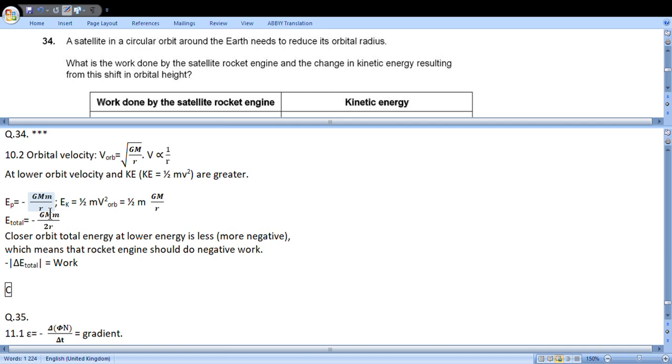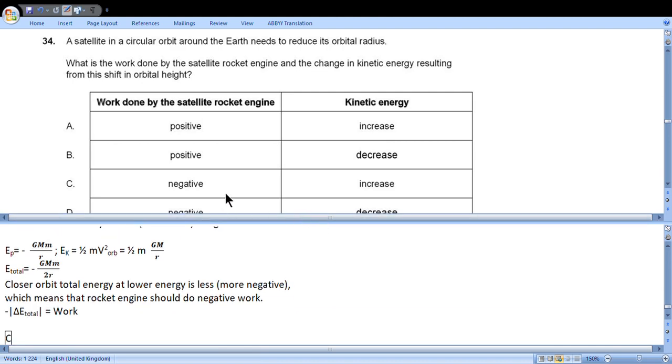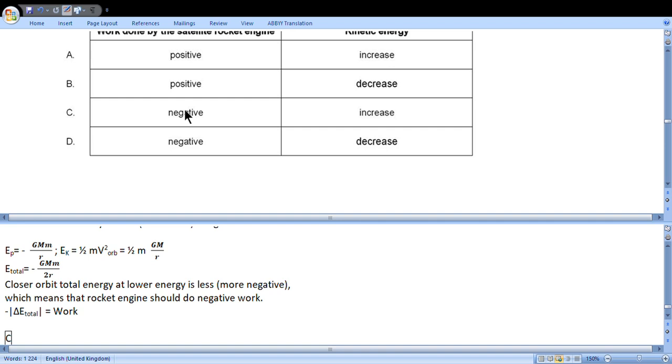Potential energy at distance r is given by this formula. Kinetic energy using orbital velocity is given by this formula. Adding, we get this value. And what is interesting? The lower you go, the more negative total energy you have. It means that to go downward to a closer orbit, the total energy at lower orbit is less. So we should do negative work to decrease total energy. So choice C, negative work should be done, with an increase in kinetic energy.